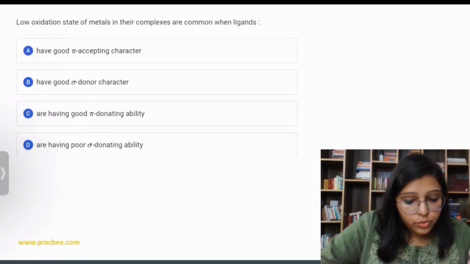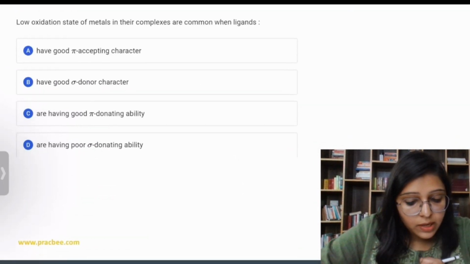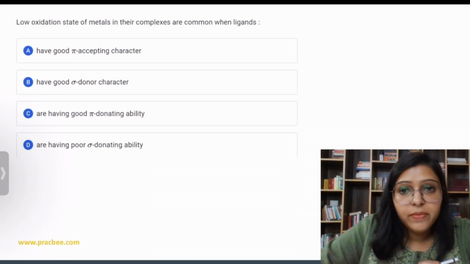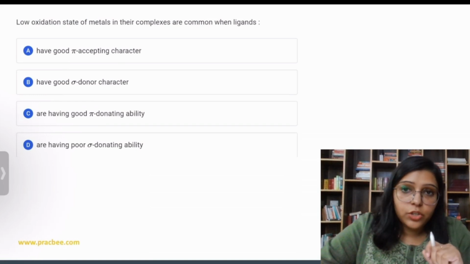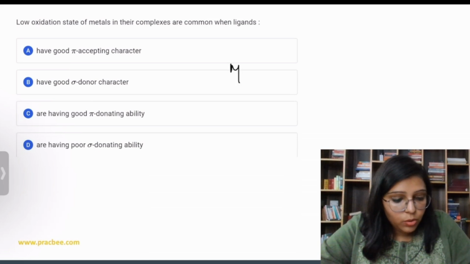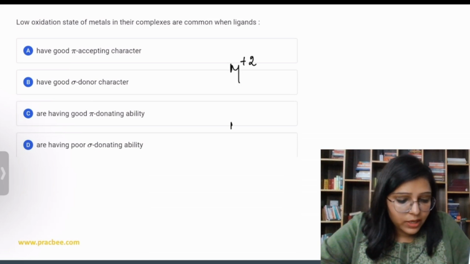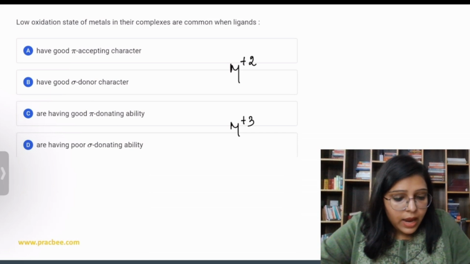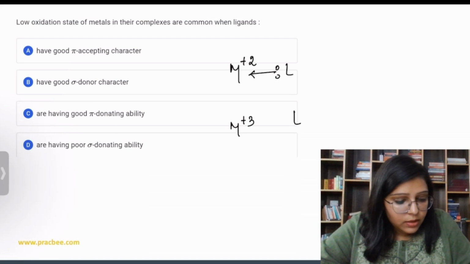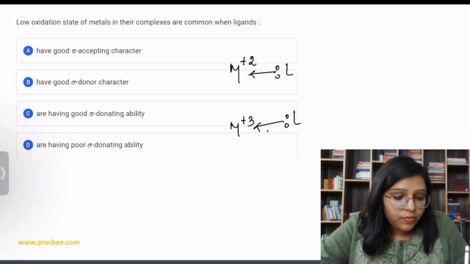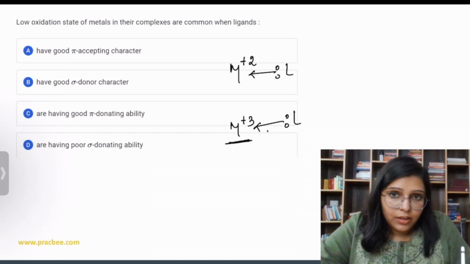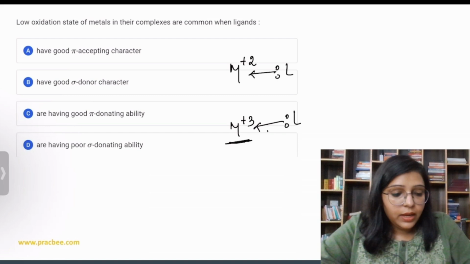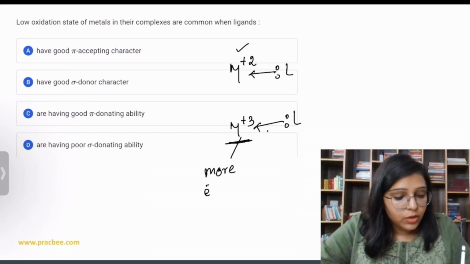Okay, now let's do the next question. Low oxidation state of metals in their complexes are common when ligands. Low oxidation state of metals means the metal is in a low oxidation state. Suppose here it is +2 and here it is +3, and it can form a bond with the ligand. If we have M+3, it can easily accept electrons from the ligand in comparison to M+2. Why? Because M+3 is more electron deficient.